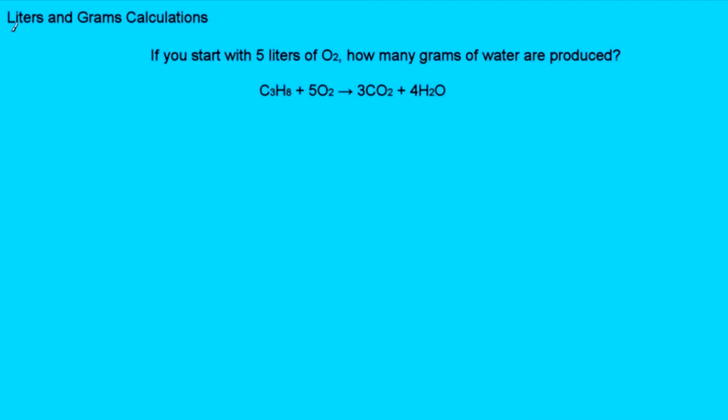Okay, let's try another one. This time we're going to go from using liters and grams. We could do this all day long. You just have to remember, if you're dealing with liters, again, 1 mole is 22.4 liters, and grams equals molar mass times moles. So you're going to end up using both those things if that's what your question is about. Liters of oxygen, grams of water. All right, so if you want to visualize it, we have 5 liters of oxygen, and it's asking us for grams of water. That's what the question is.